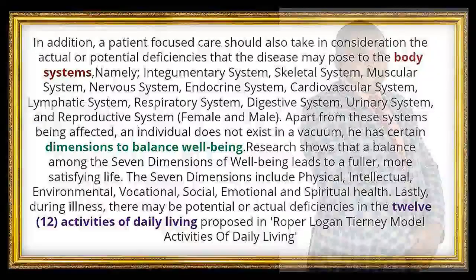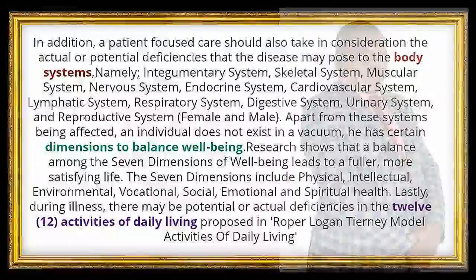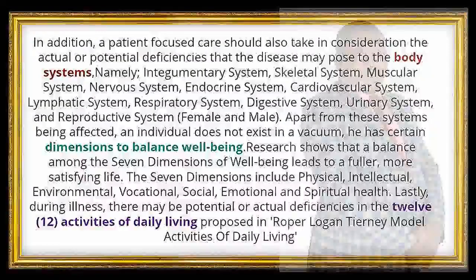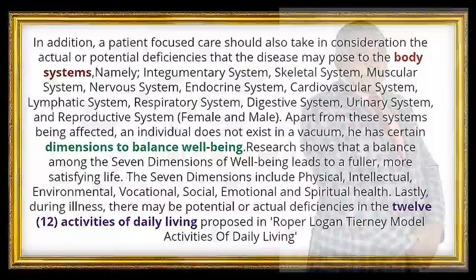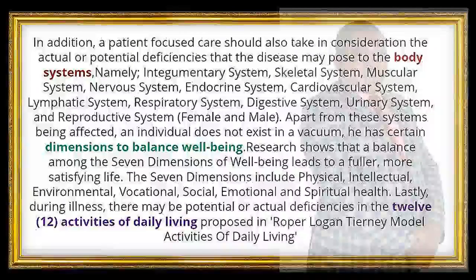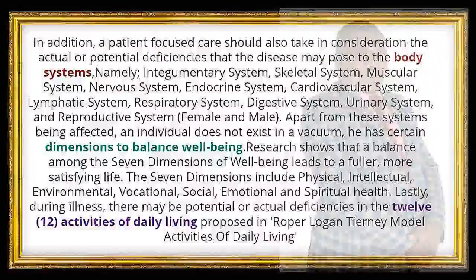Okay, so you know that all these systems need to work very well for a patient to have balanced health. Apart from these systems being affected, an individual does not exist in a vacuum. He has certain dimensions to balance well-being. Research has shown that a balance among the 7 dimensions of well-being leads to a fuller, more satisfying life. The 7 dimensions include physical, intellectual, environmental, vocational, social, emotional, and spiritual health. So in as much as you would want to look at how the systems have been affected, it is also important to look at how these dimensions are affected when you're coming up with your nursing diagnosis and your nursing tasks.